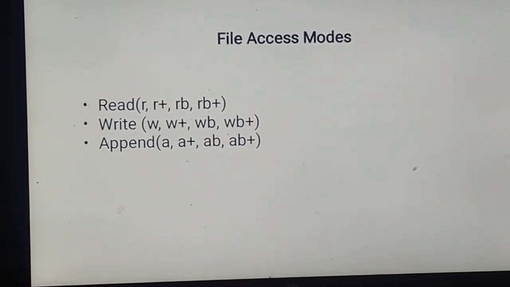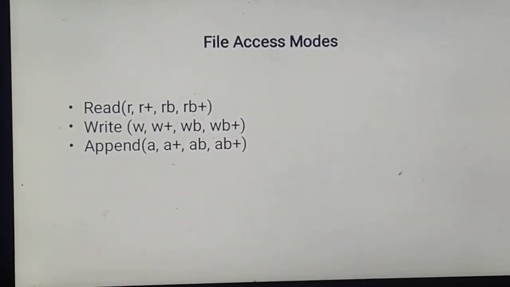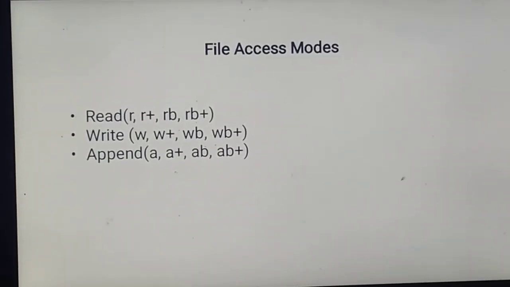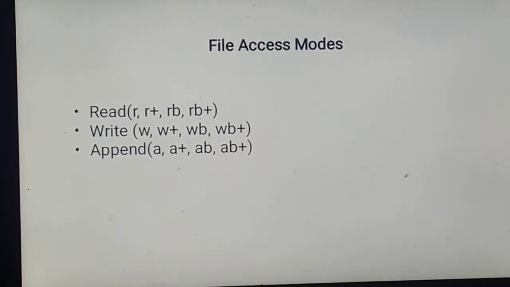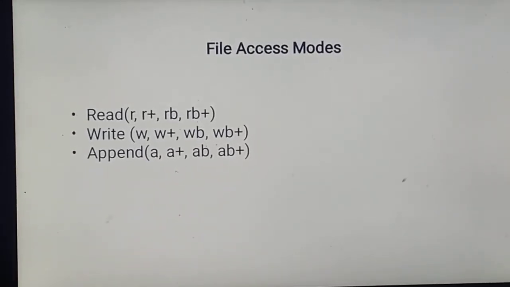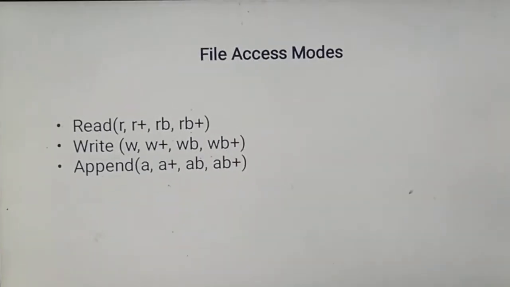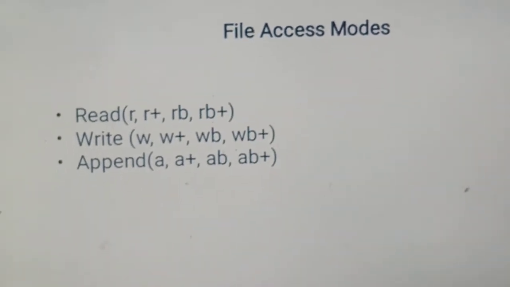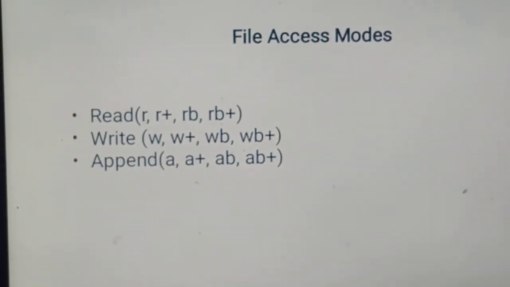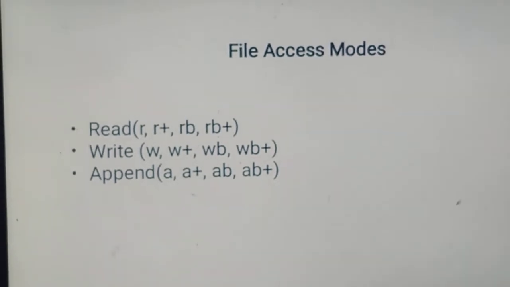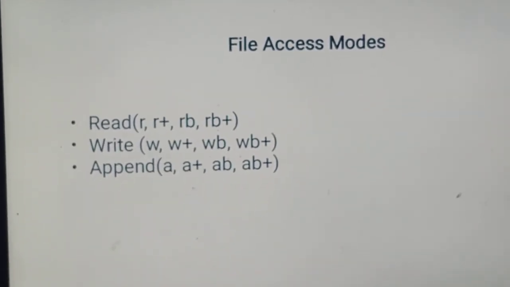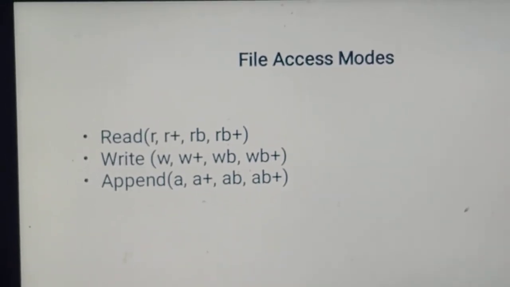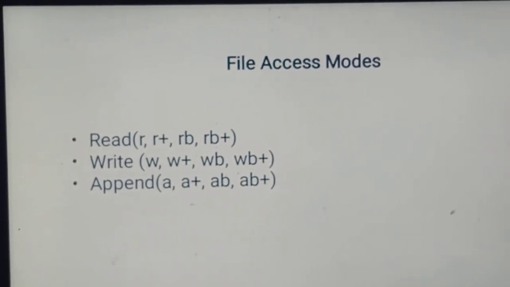The R mode is also known as the reading mode. This mode is used to open a file for reading only. Whenever you write R, it will open the file in read mode only, and the file pointer is placed at the beginning of the file. This is the default mode. The next mode is RB mode. This access mode opens a file for reading only in binary format. So RB stands for reading only in binary format. The file pointer is again placed at the beginning of the file.